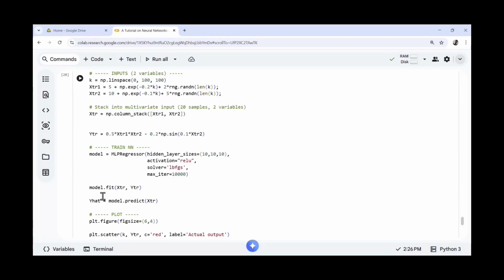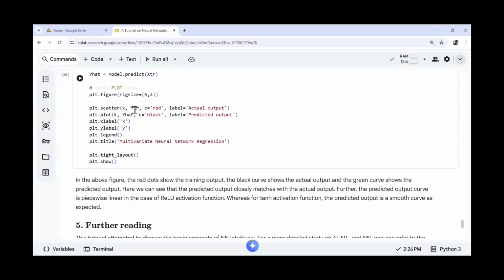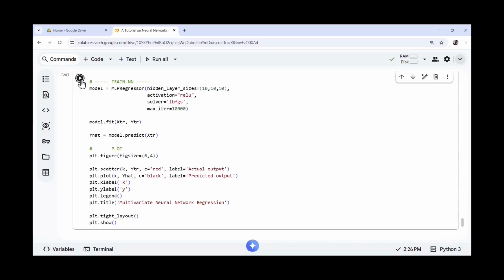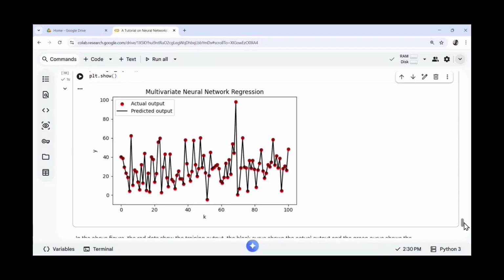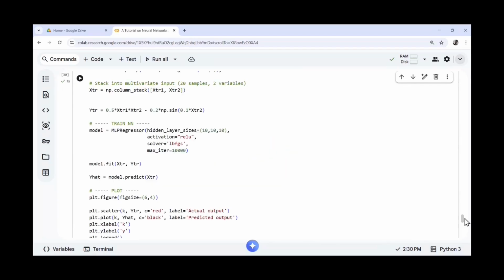After that, using the trained model, we can predict the output, and the predicted output is denoted by y hat. Then we can plot both the actual output and the predicted output, where the actual output is plotted in red color and the predicted output is plotted in black color. Now, if we run this code, we can obtain the output as shown in this figure, where we can see the actual output in red color and the predicted output in black color. From this plot, we can see that the predicted output sufficiently approximates the trend in the actual output data.